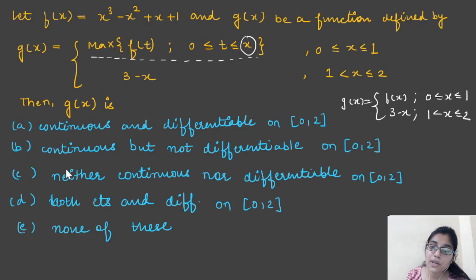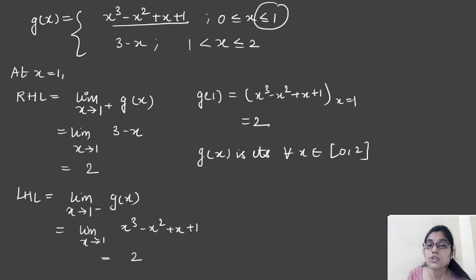So at least from here we can discard a few options. Which option? Neither continuous nor differentiable. We can discard this option. Okay, and then what will we do? We will go for the differentiability.